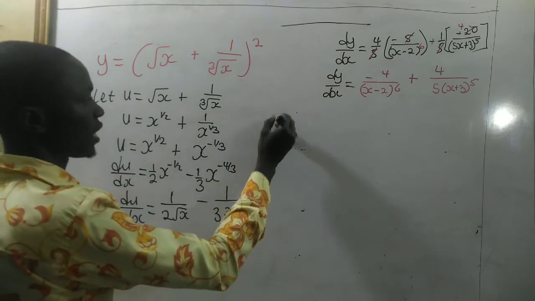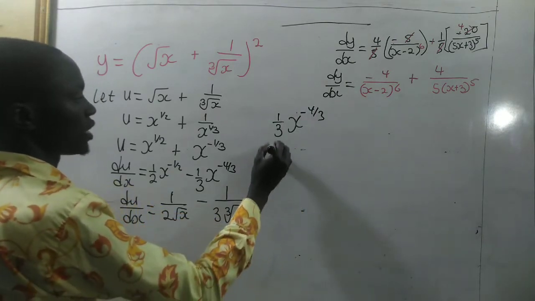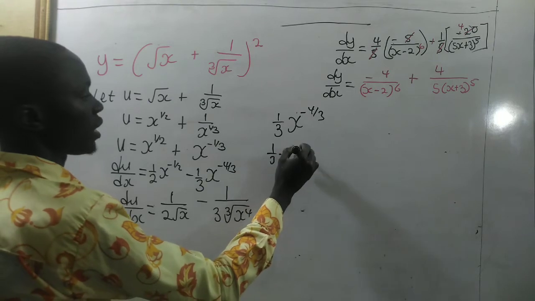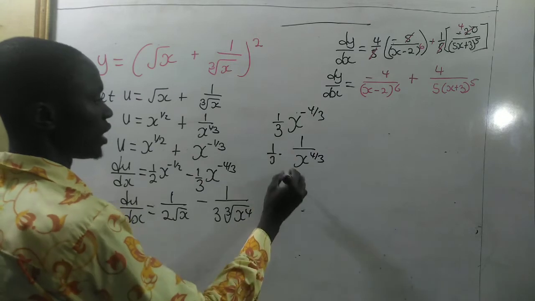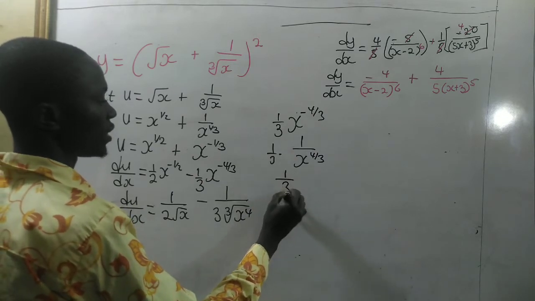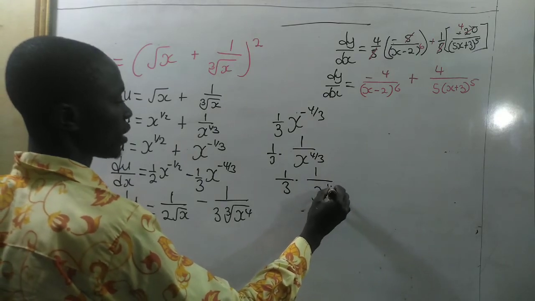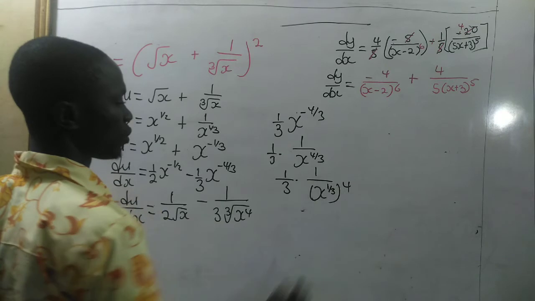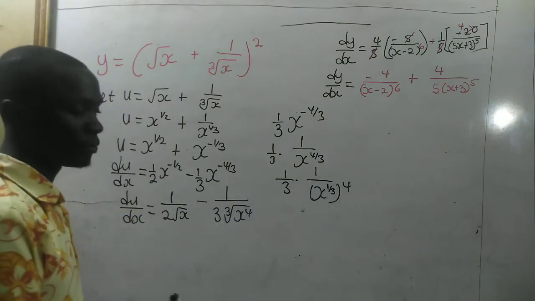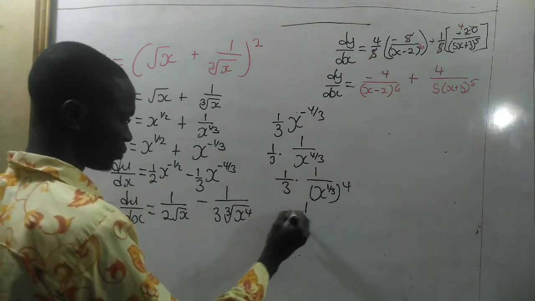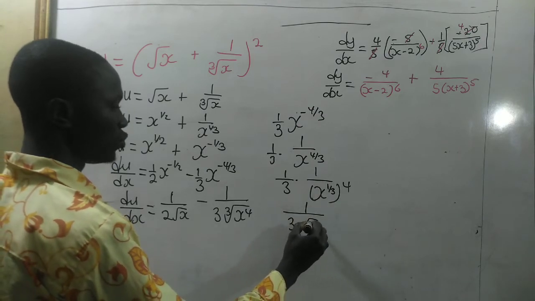So now let's take this one. 1 out of 3, x to the power negative 4 out of 3. So this is 1 out of 3 times 1 divided by x to the power 4 out of 3. So here you have 1 out of 3 times 1 divided by x to the power 1 out of 3. Then I'll bring the 4 out. Why am I doing this? Because I know that power 1 out of 3 will give me cube root. So 1 times 1 is 1. Then this will give me 3 times the cube root of x.